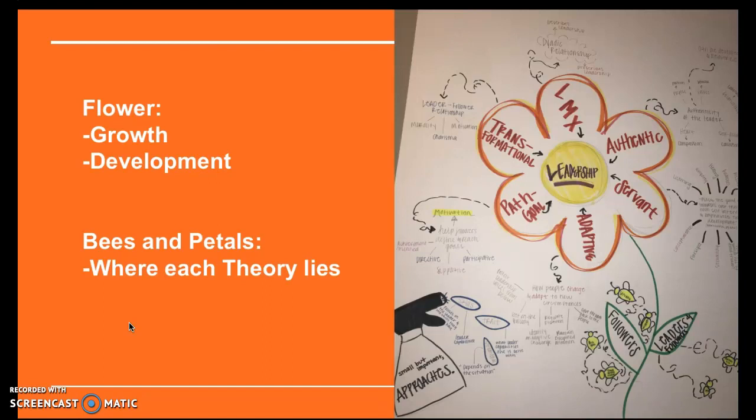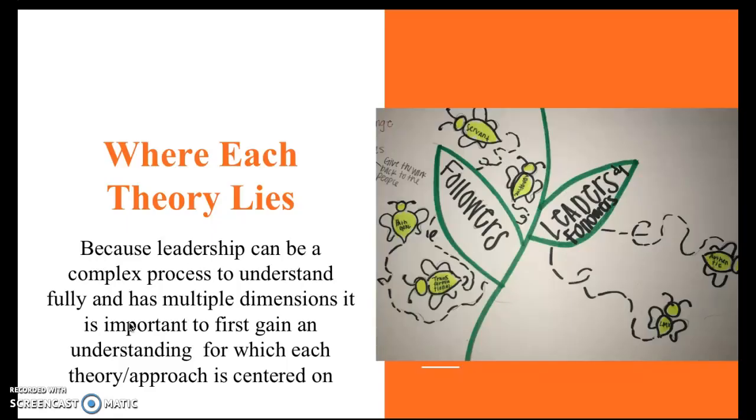Down at the bottom, where the petals and the leaves are, represents where each of the theories lie. Those show if the theory is centered on followers or if it's centered on leaders and the followers.